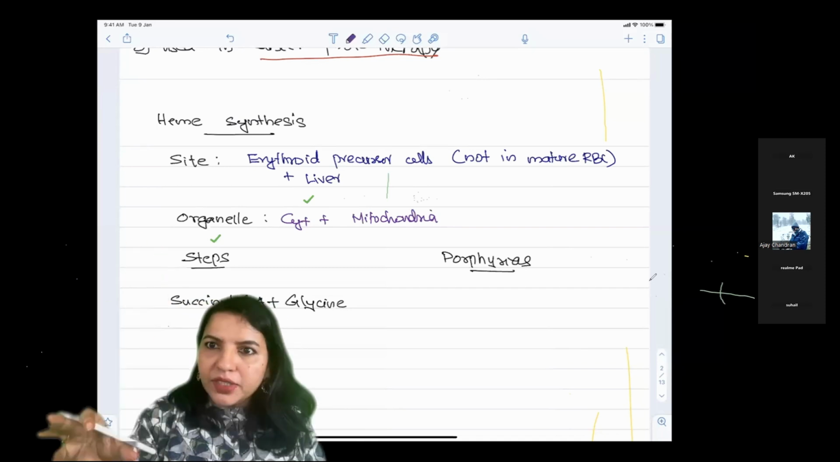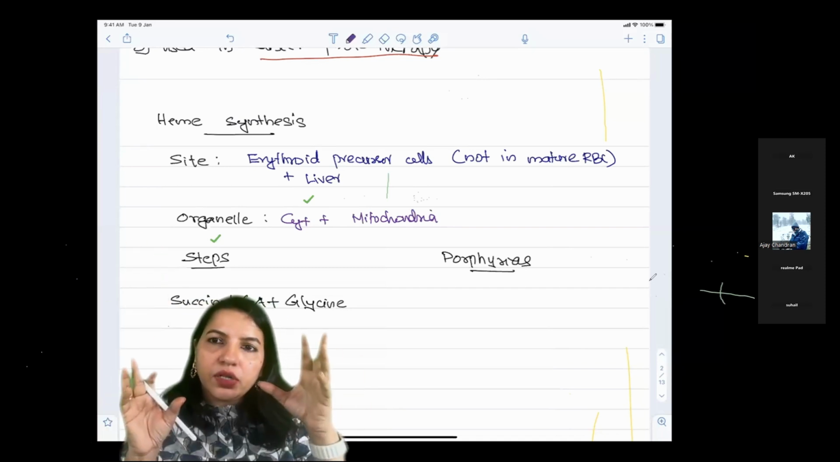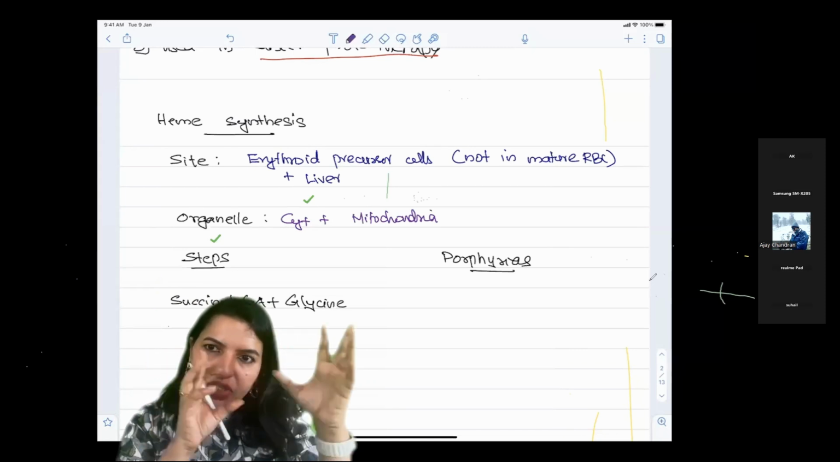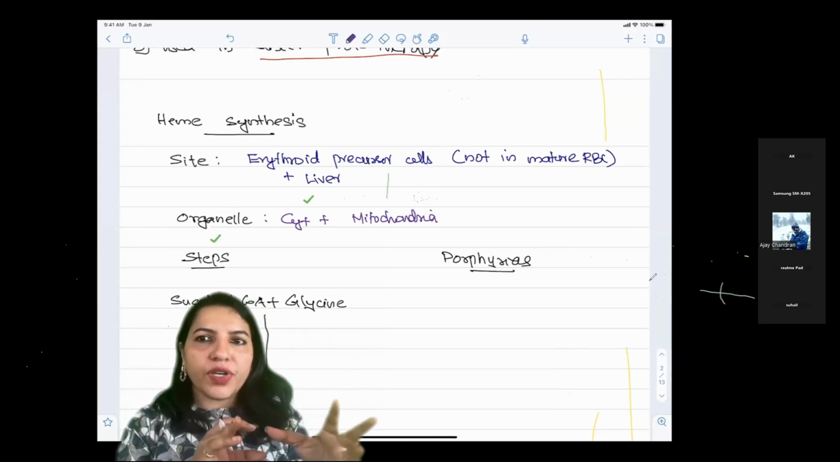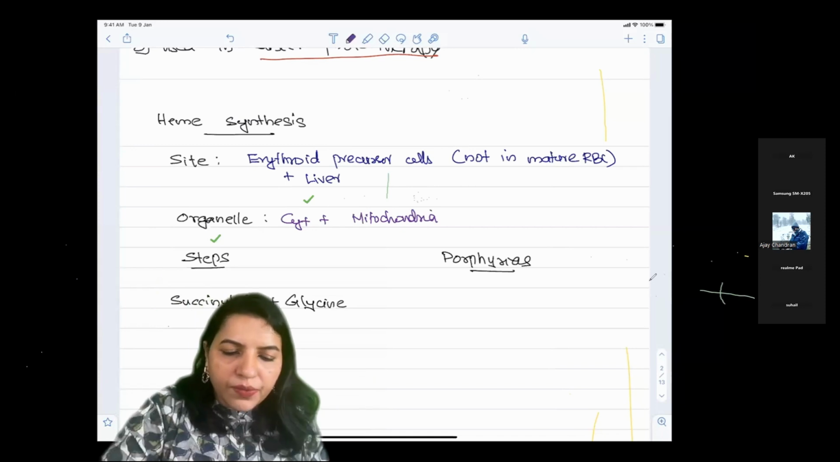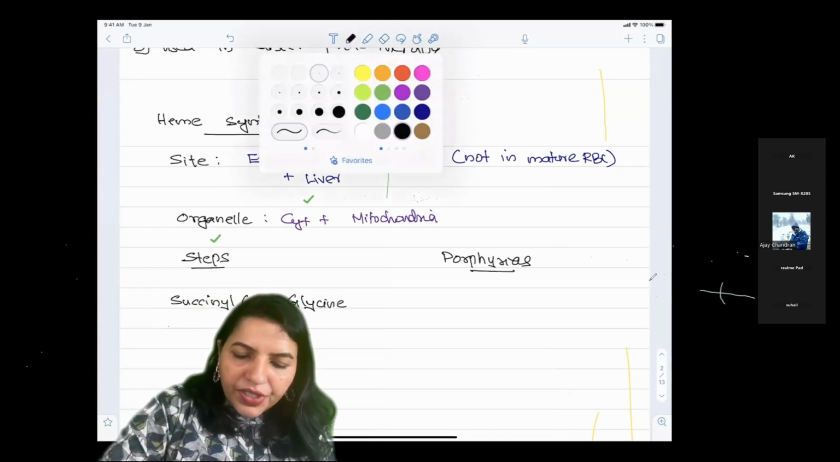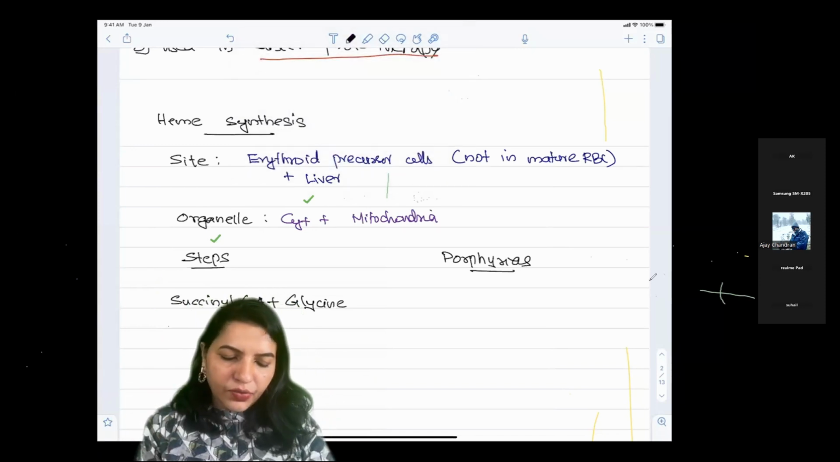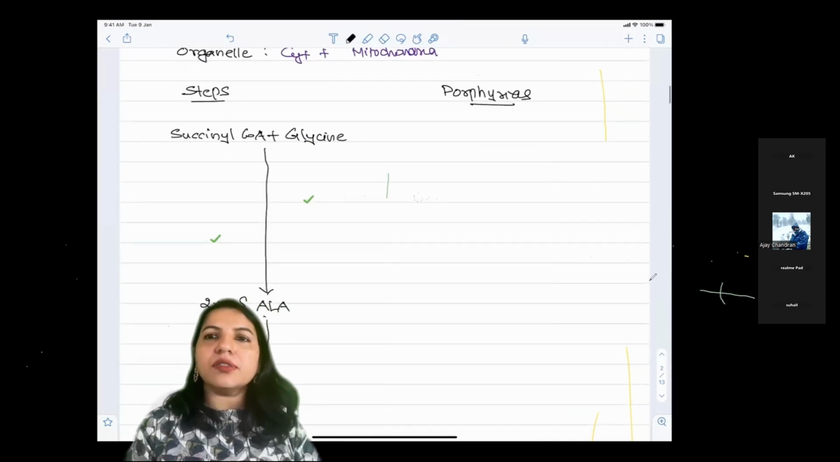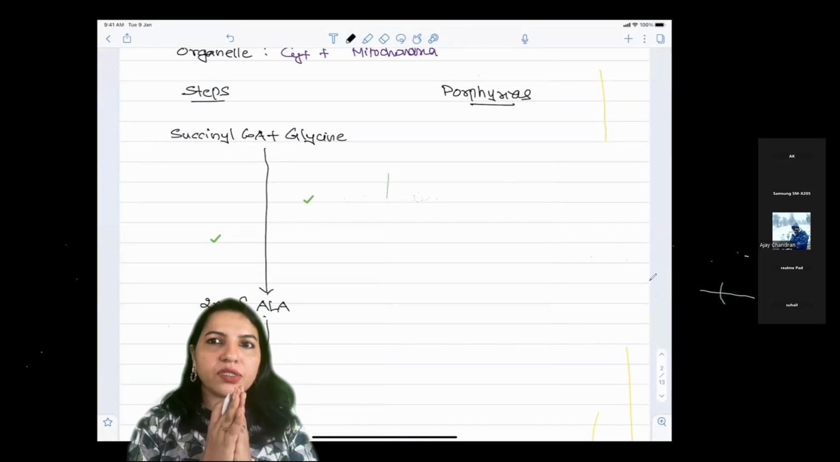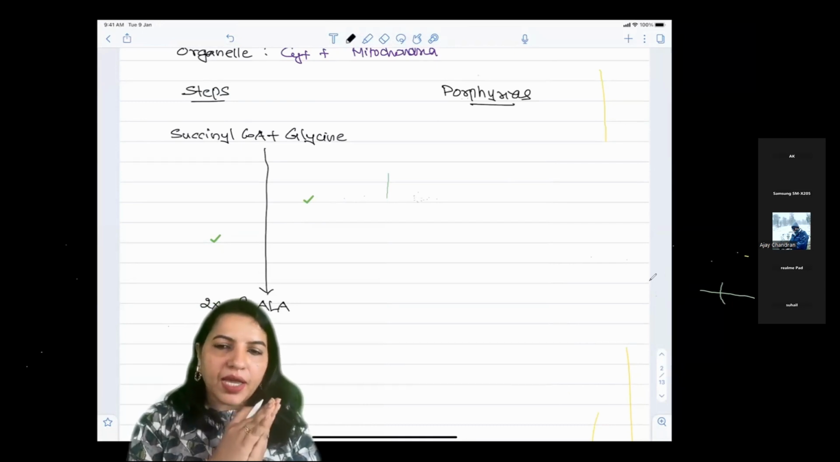When I finish the full pathway, I will tell you which are the major points that you have to concentrate on. So let me finish that, then I'll come back and tell you which are the most important things that you have to learn. Okay, so the first starting substrates are succinyl coenzyme A and glycine.